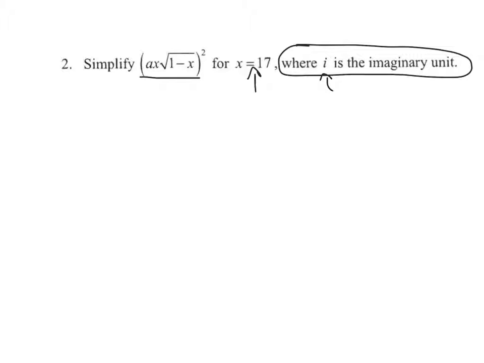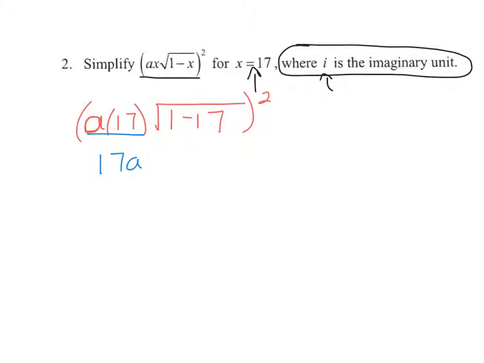So the first thing I need to do is plug in my x value. I have a, which needs to stay a because I don't have a value for it. 17 is x, and then I have the square root of 1 minus 17. All of this is going to be squared. So I'm going to rewrite this as 17a. I'm going to simplify my radical, or begin to, so I have the square root of negative 16, and then we'll keep the squared on the outside.